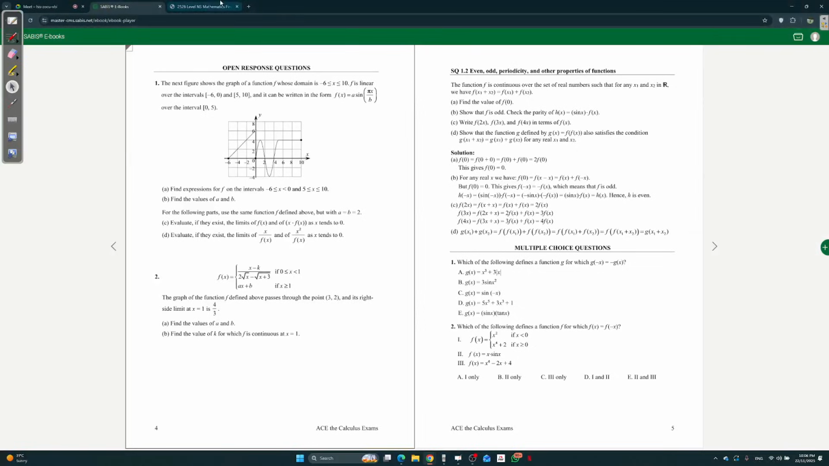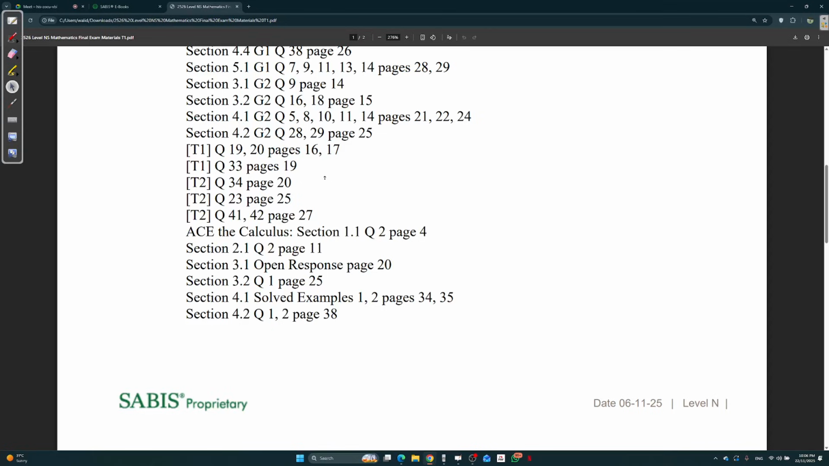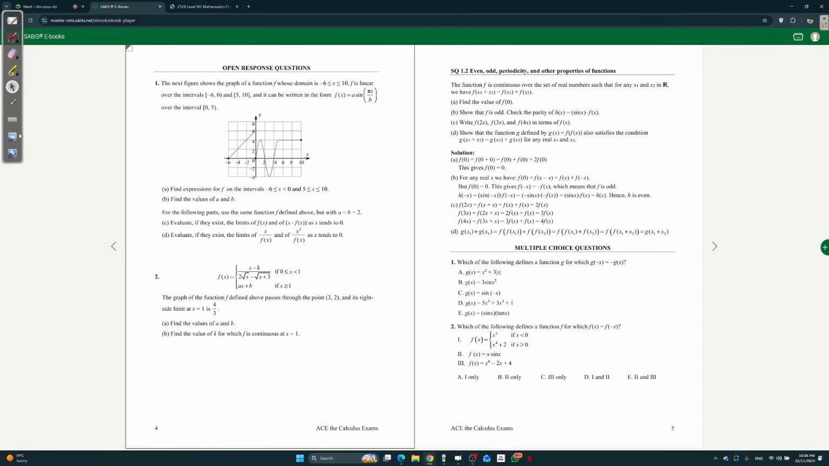So we have these ACE questions that we're gonna do, 7, and then these tops inshallah if we have time. So it's 7 ACE questions. Let's just start over here. Question 2, page 4. Okay, so we're gonna start here.